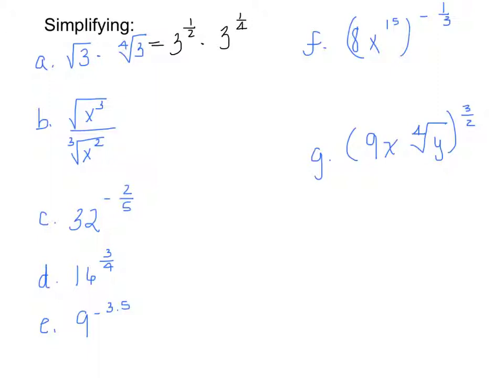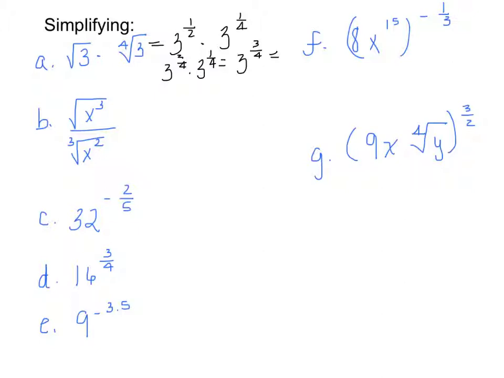Using my property of exponents, whenever you're multiplying, you add your exponents, but you need a common denominator, which is 4. So I'm going to change this to 2/4 and 1/4, which equals 3/4.